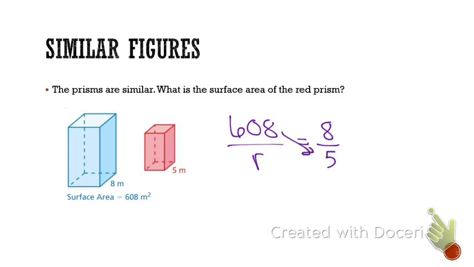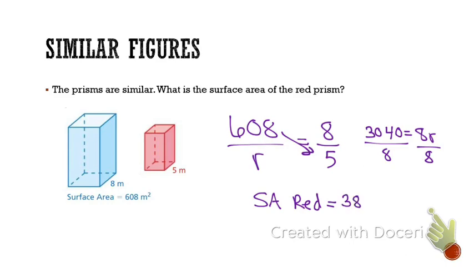Now we do our cross product. 608 times 5 is 3,040. So 3,040 equals 8R, and divide both sides by 8. So 3,040 divided by 8 equals 380. So the surface area of the red prism equals 380 meters squared.